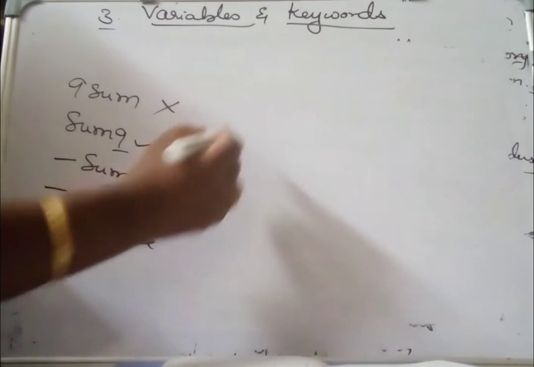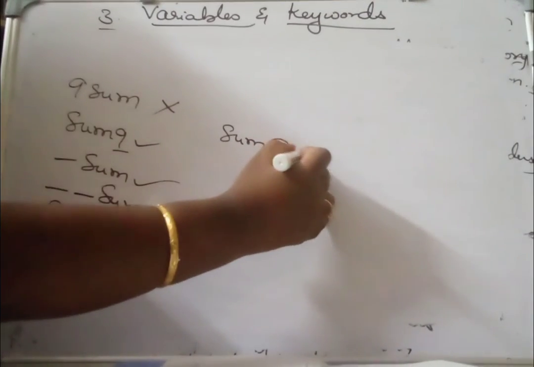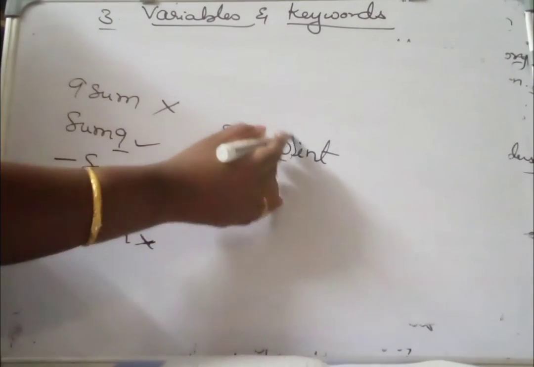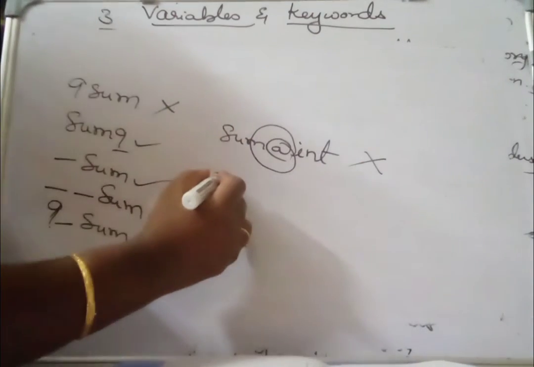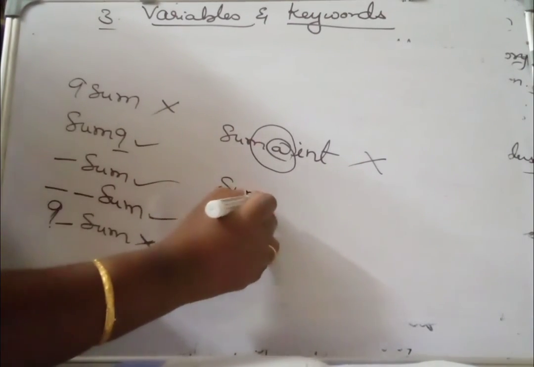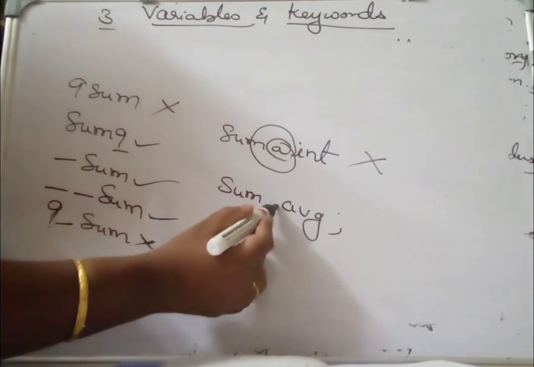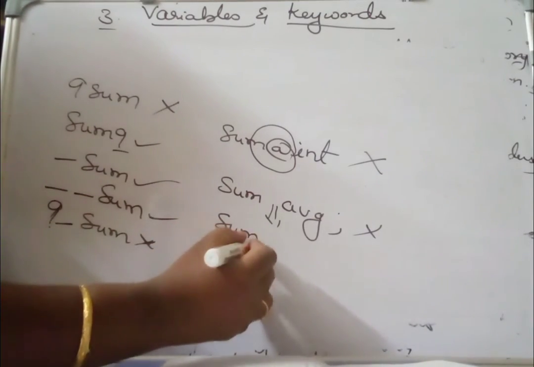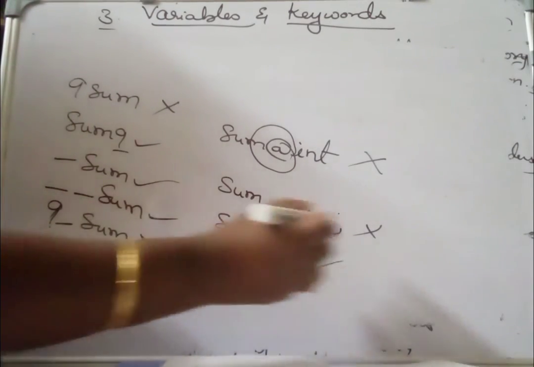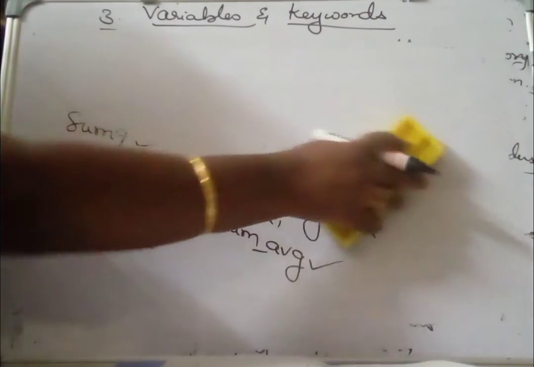Or if I write sum@int, see here, this at symbol, a special meta character, is not allowed, so this is wrong. Or if I write sum average, see, this is again wrong. White spaces are not allowed. It's an invalid variable. We could have written sum_average. So this is a valid variable. These are certain rules we should follow while declaring a variable before writing the program.